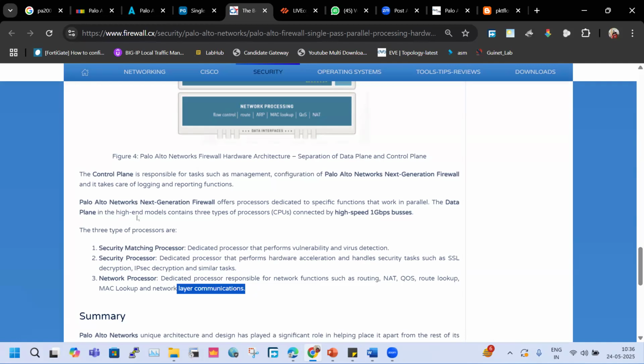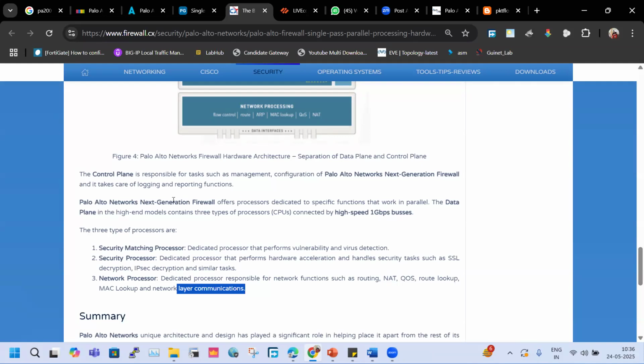Sorry for interrupting, Lohit. I have one question here. This is the three-processor architecture. Is it a software-based processor or a hardware-based one? This is hardware. So three CPUs are there.